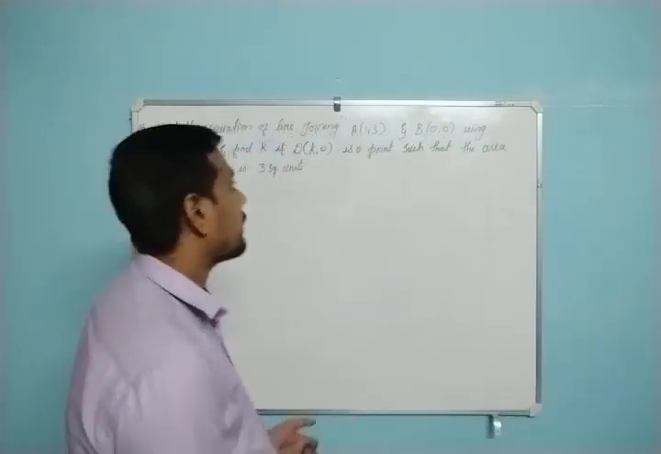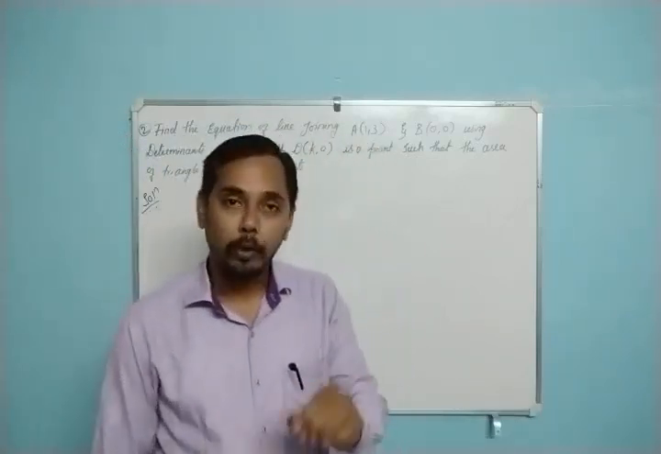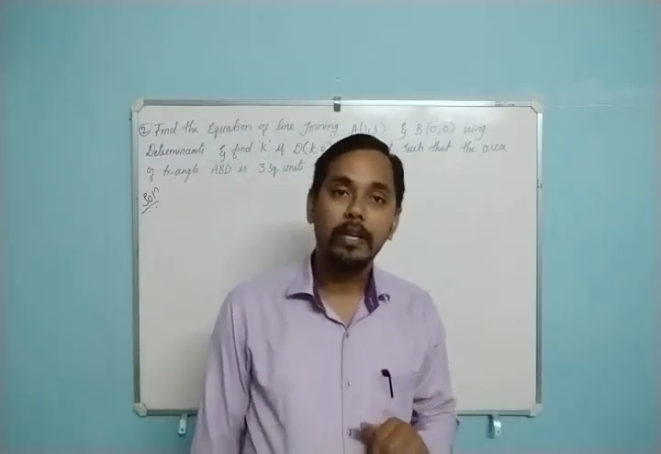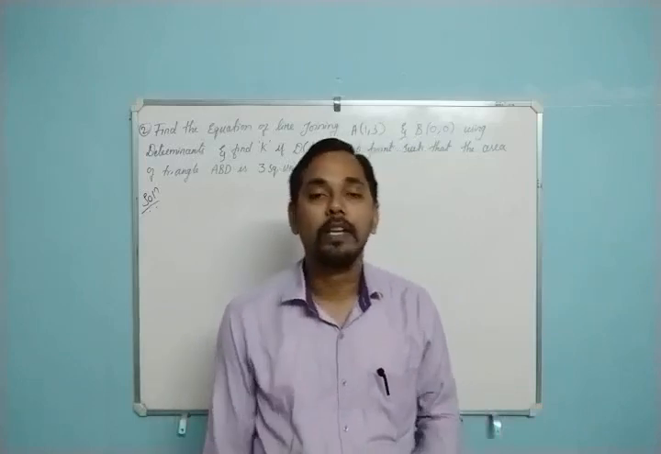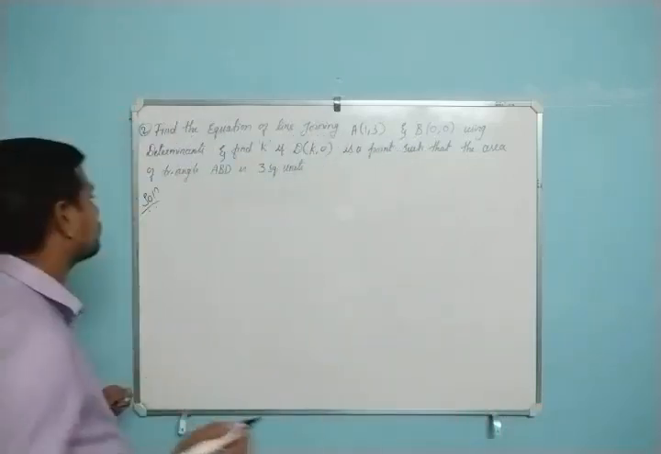So now assume an arbitrary point in between A and B on the line AB, so that the point which is assumed, and the points A and B become collinear. Then use the area formula for collinear points, then you can find the equation.